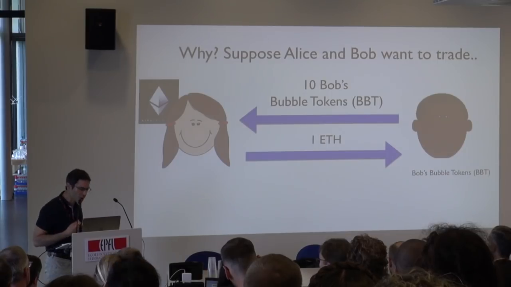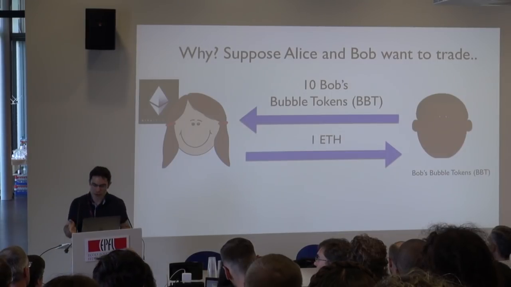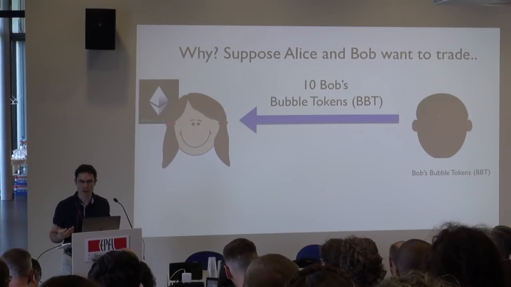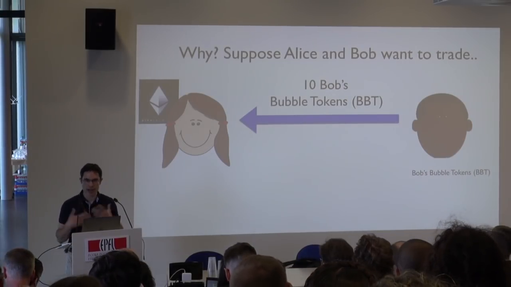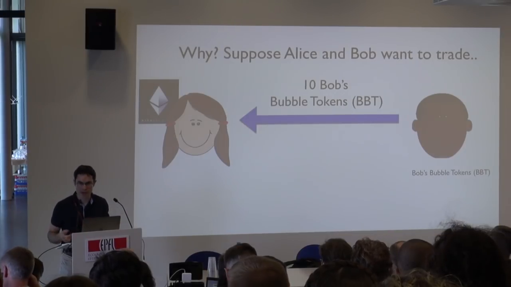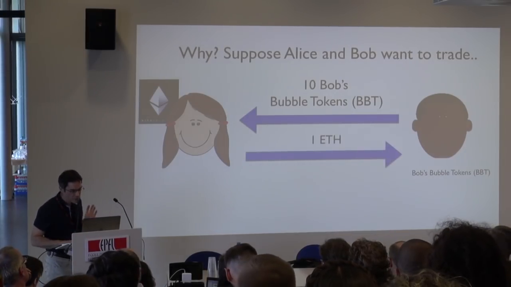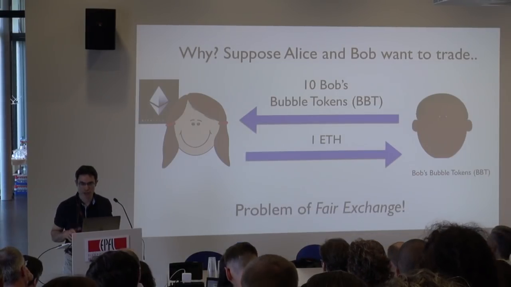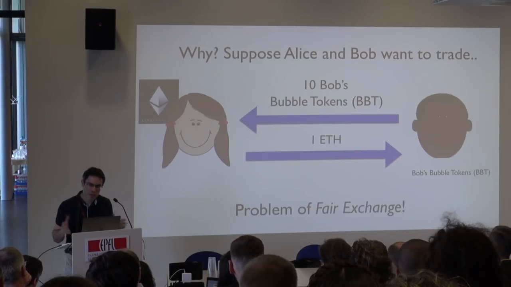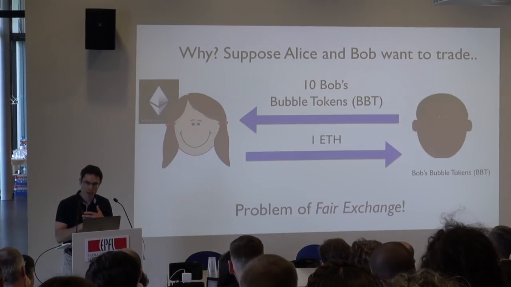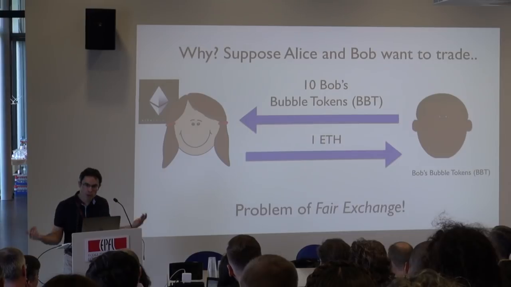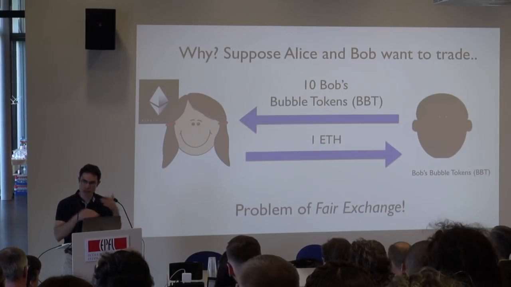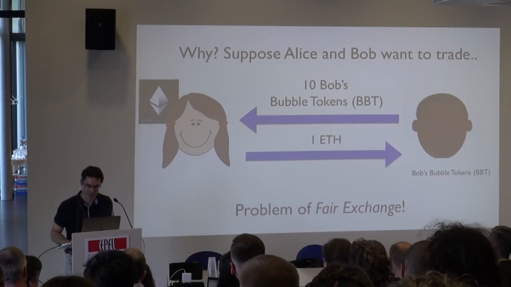But you can see that we've got a problem here. The first mover is at a disadvantage. And if Bob sends his bubble tokens over to Alice, he has no guarantee that Alice is going to pay him the ether, and vice versa. This is the classic problem of fair exchange. Ideally, what they would like to do is perform an atomic swap, where the exchange of both assets happens as a piece. Now, the assets are transferred simultaneously.